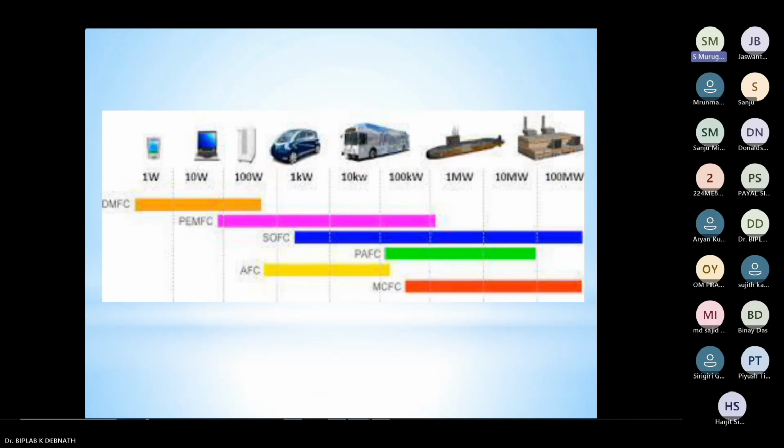Next, please. So again, the same type of slide is shown, but with different capacities and different fuel cells that we can use. Say from 1 watt to 100 watts, you can use DMFC, direct methanol fuel cell. PEMFC you can use for a power range from 10 watts to 100 kilowatts, and SOFC you can use from 1 kilowatt to 100 megawatts, because its operating temperature is very high. Therefore, you can use it to produce power up to 100 megawatts. And alkaline fuel cell, you can use from 100 watts to 100 kilowatts. And lastly, molten carbonate fuel cell, MCFC, can be used for power ranging from 100 kilowatts to 100 megawatts. Next, please.